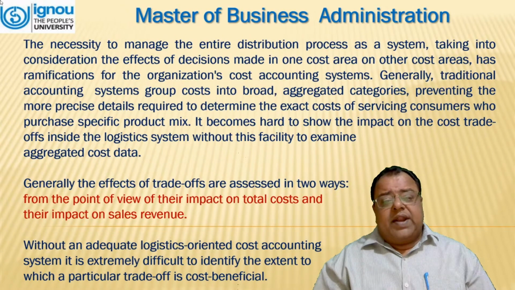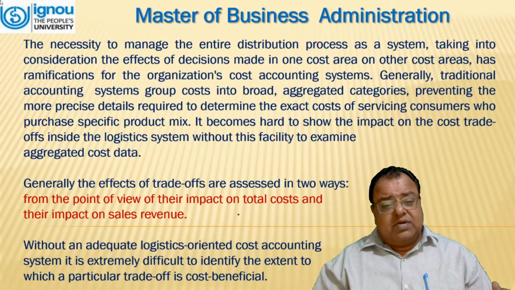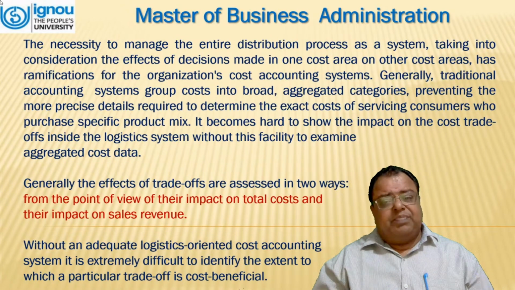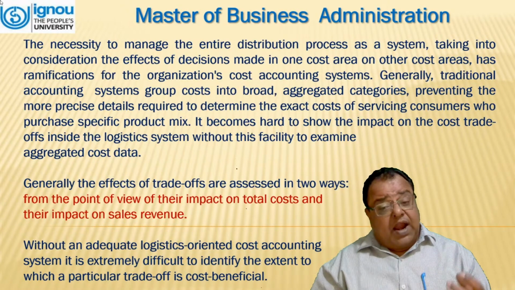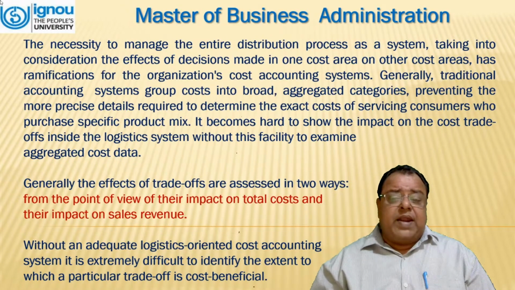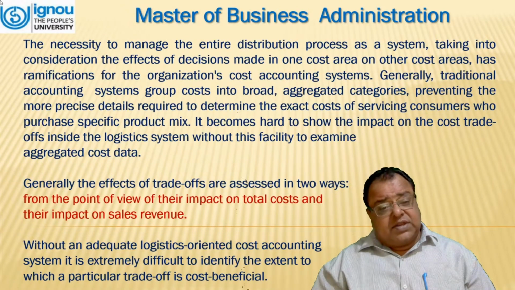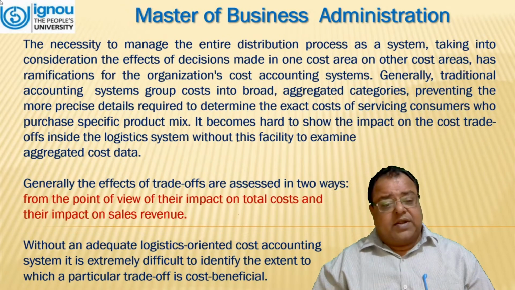Generally, traditional accounting systems group costs into broad, aggregated categories, preventing the more precise details required to determine the exact costs of servicing consumers who purchase specific products. It becomes hard to show the impact on the cost of the logistics system without this facility to examine disaggregated cost data.